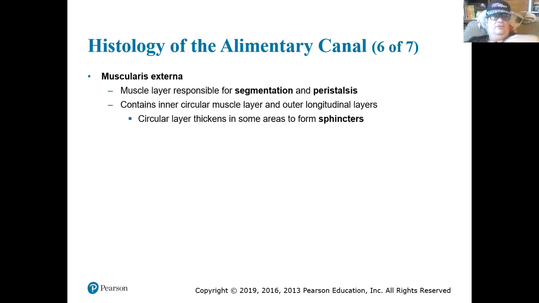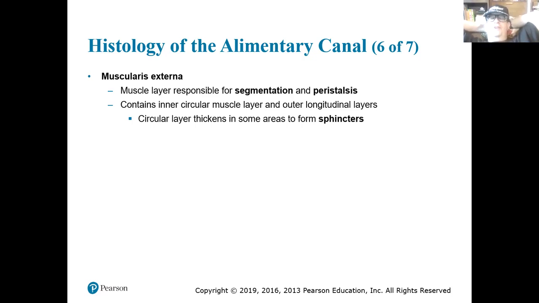And moving on. So the externa, this is the thick layer of muscles, two layers actually. You already know circular and longitudinal. This is where we do segmentation and peristalsis. The inner layer is usually the circular one and the outer one longitudinal.